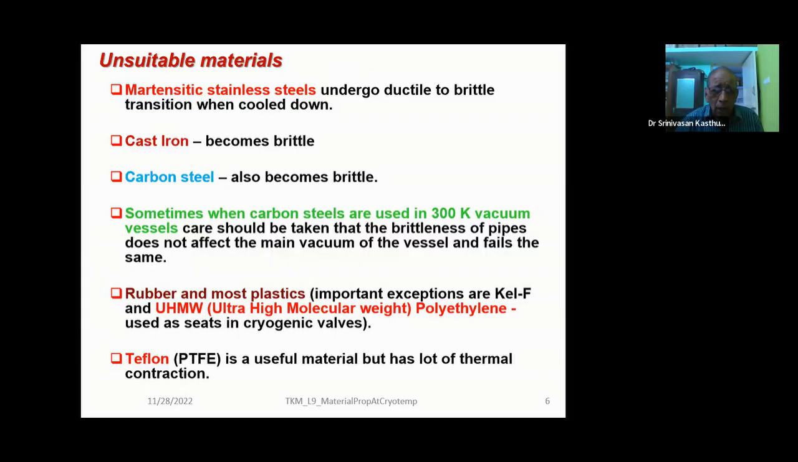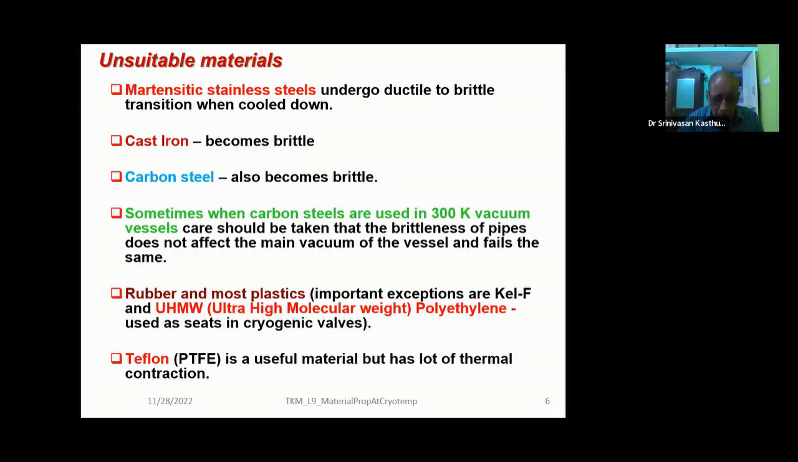What are the materials which are unsuitable for low temperatures? For example, martensitic stainless steel. They undergo a ductile to brittle transition when cooled down. So you have to be careful when you are using this type of material. Then, for example, cast iron becomes brittle at low temperature. Carbon steel also becomes brittle.